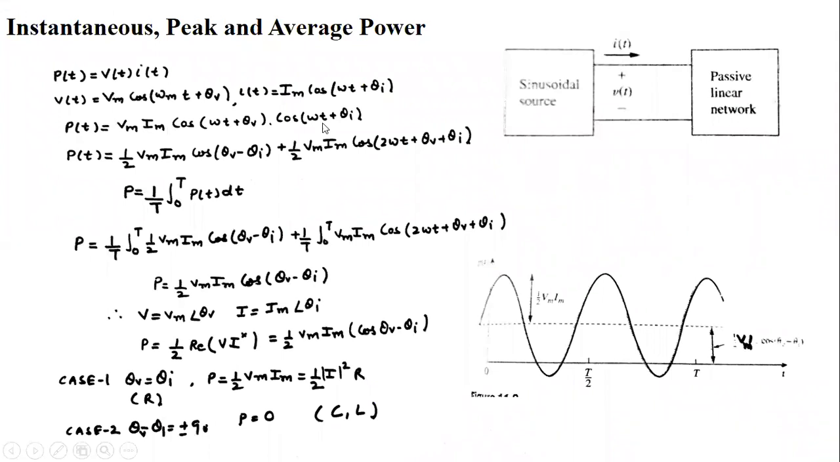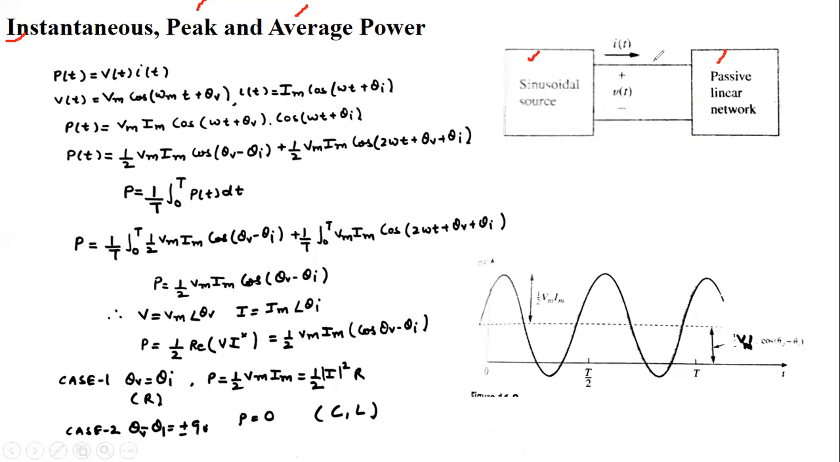Now in this lecture, we are starting with instantaneous power. What is instantaneous power, peak power, average power, or power factor in a circuit? Here we have represented a sinusoidal source feeding a passive linear network. Passive linear network means the circuit has RLC type elements.